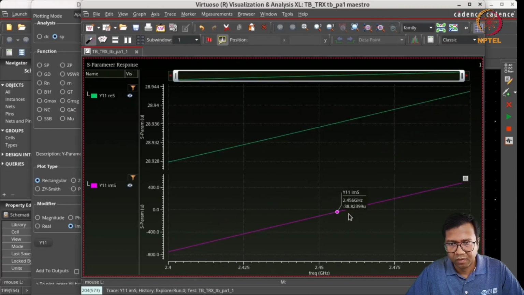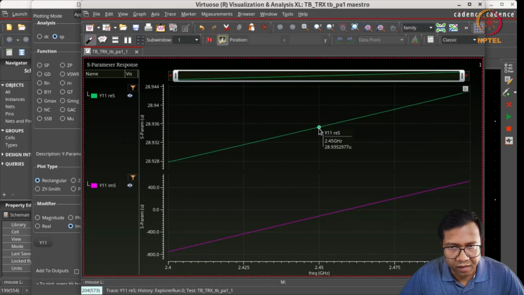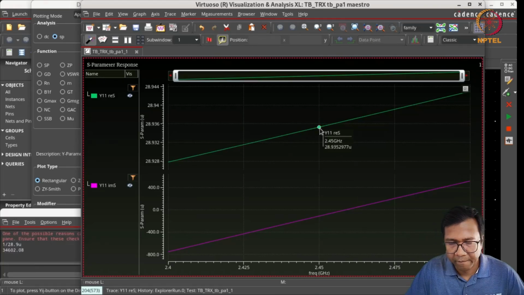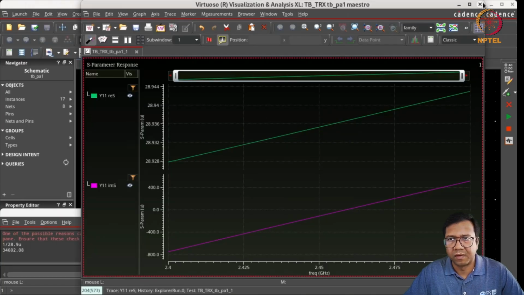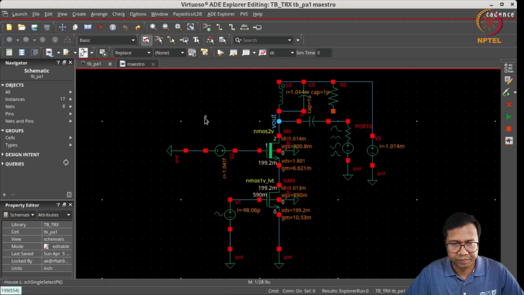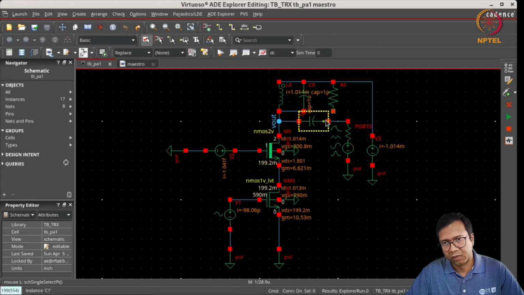So we can see that the imaginary part is close to 0 at the operating frequency, whereas the real part is around 29 microsiemens, which corresponds to a resistance of 34 kilo ohms. So this simple simulation tells us that the output impedance of this cascode amplifier is 34 kilo ohms. So if we connect an RP in parallel to this cascode amplifier, the first thing that is going to happen is the gain of this cascode amplifier is going to reduce.